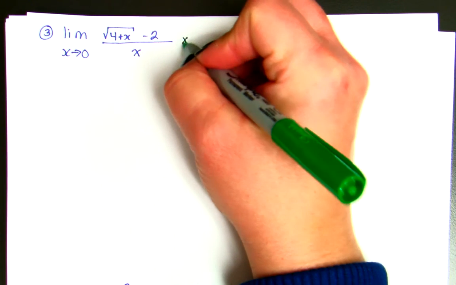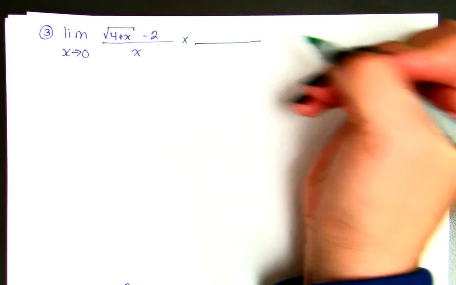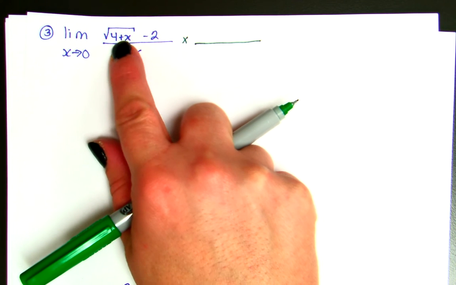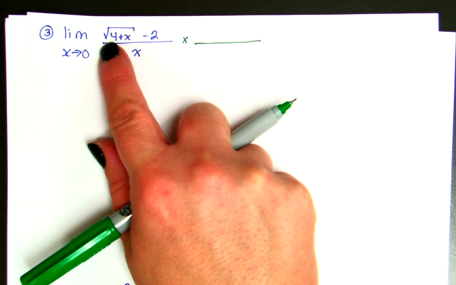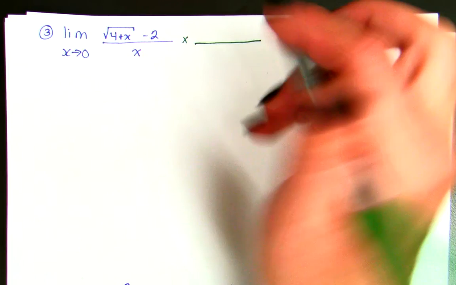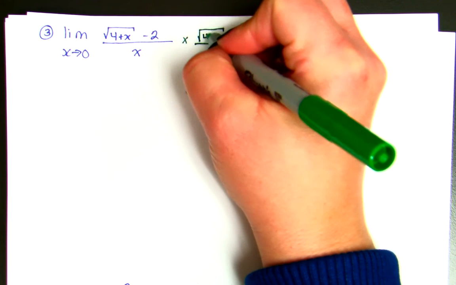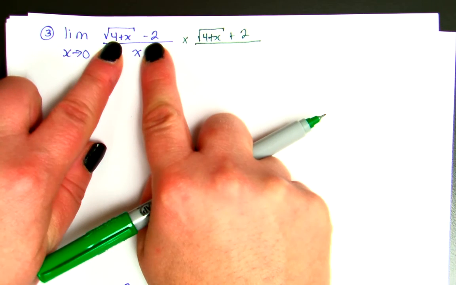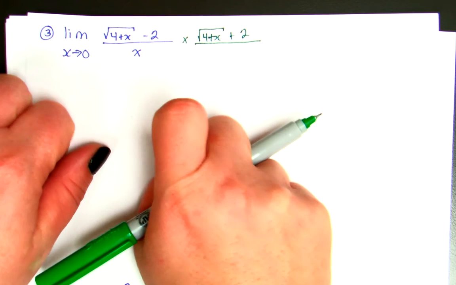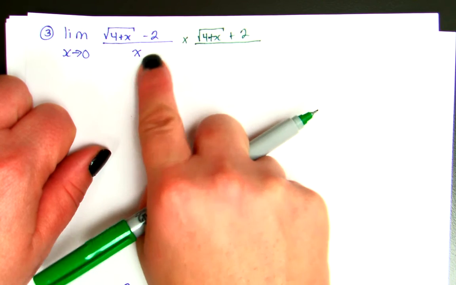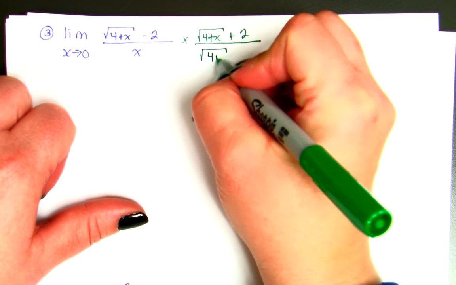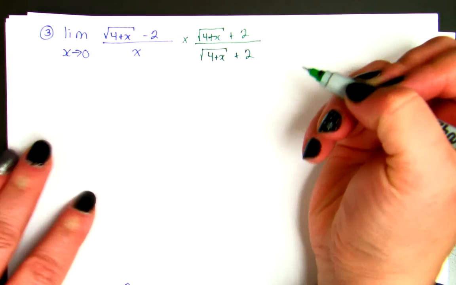We rationalize by multiplying by a funky 1. The funky 1 is always made up of the conjugate of the part with the radical or the root. So the conjugate of the root of 4 plus x minus 2 is the root of 4 plus x plus 2. I keep these two quantities the same, but I change the operation in the middle. I don't want to change the value of this, so my only option is to multiply by 1, so I have to put the exact same thing on the bottom.